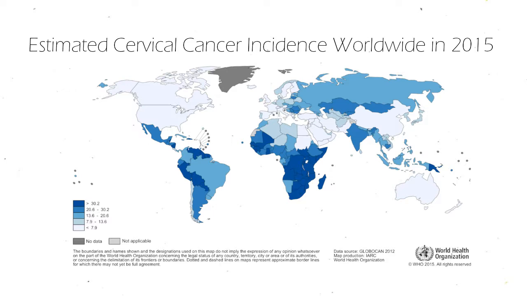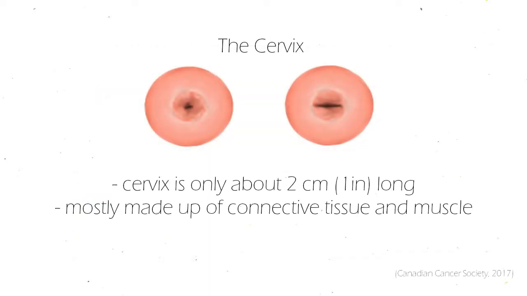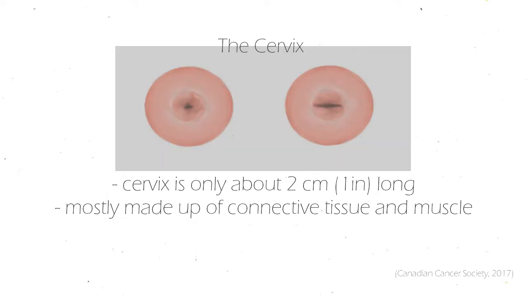Now, to better understand how cervical cancer is becoming such a global issue, it is important to know exactly what cervical cancer really is. First and foremost, cervical cancer starts in the cervix, which is the lower portion of the uterus in women. The cervix is only about 2 centimeters, or 1 inch, long, according to the Canadian Cancer Society, dated 2017, and it is made up mostly of connective tissue and muscle.